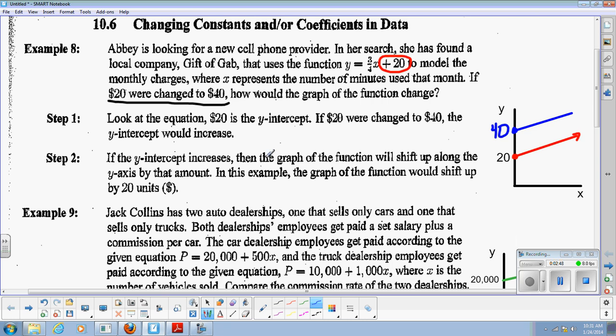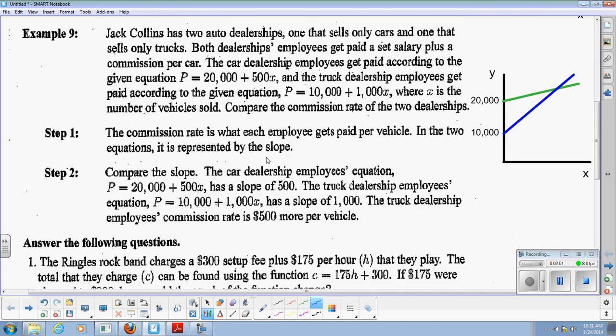Let's take a look at example 9. Example 9 says Jack Collins has two auto dealerships, one that sells only cars, and one that sells only trucks. Both dealerships' employees get paid a set salary plus a commission per car. All right, in a slope-intercept world, your set salary, that is your y-intercept. The commission per car, that is your slope. The car dealership employees get paid according to the given equation, P equals 20,000 plus 500x. And the truck dealership employees get paid according to the given equation, P equals 10,000 plus 1,000x, where x is the number of vehicles sold.